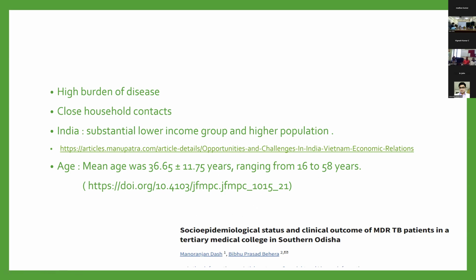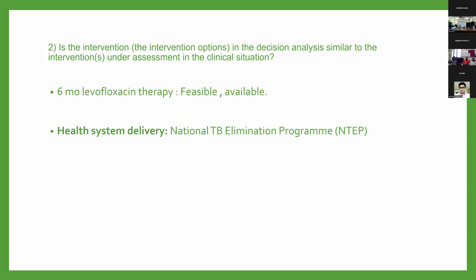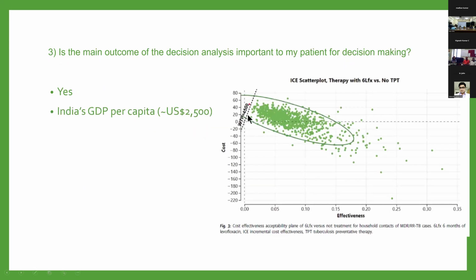Second, is the intervention similar? 6 months of levoflox for us is very feasible and available. We already have a health delivery system. We have a national TB elimination program. It just needs an integration to that. Third, is the outcome important? So their willingness to pay or their threshold was 4,500. India's comes approximately to 2,500, around 2,800. So if you look at that, our willingness to pay might come down, but it might still be acceptable and it might still be cost effective in our setting.